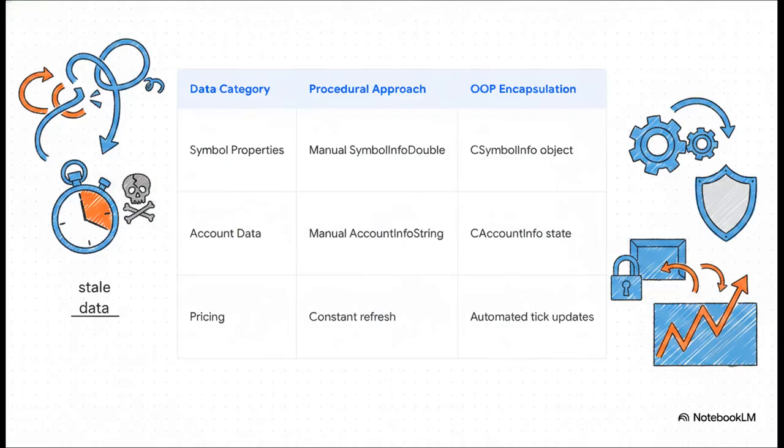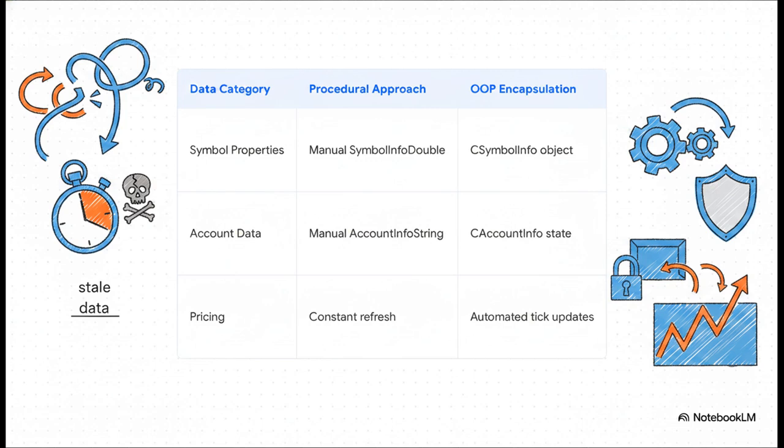Now, what's really interesting about this is how it handles the sheer volume of data, because stale pricing is a massive danger. In a standard procedural approach, requesting symbol properties or account data means you are manually calling functions like CSymbolInfo double over and over again. It's clunky, it's slow, and it's super prone to errors.